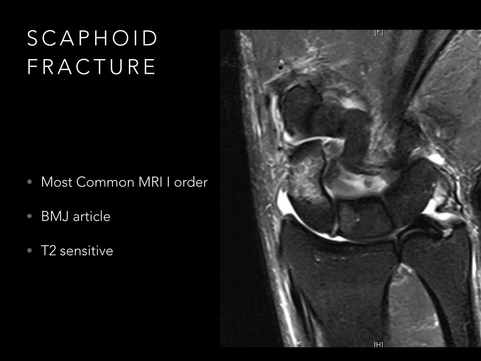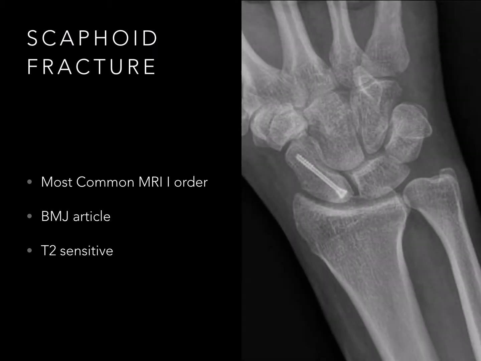The T2 or fat saturated images tend to be some of the better ones to look for. You look for the blush of fluid in the bone, which indicates a fracture. You can find the fracture line more easily on the T1 images. Here's a non-displaced one that I fixed with a screw.